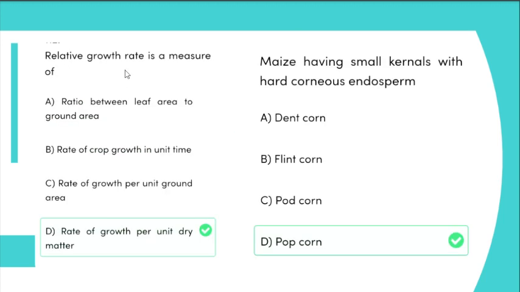Next question, relative growth rate is measured as, here option number D is correct, that is rate of growth per unit dry matter. Next question, maize with small kernels and hard corneous endosperm. Here option number D is correct, that is popcorn.